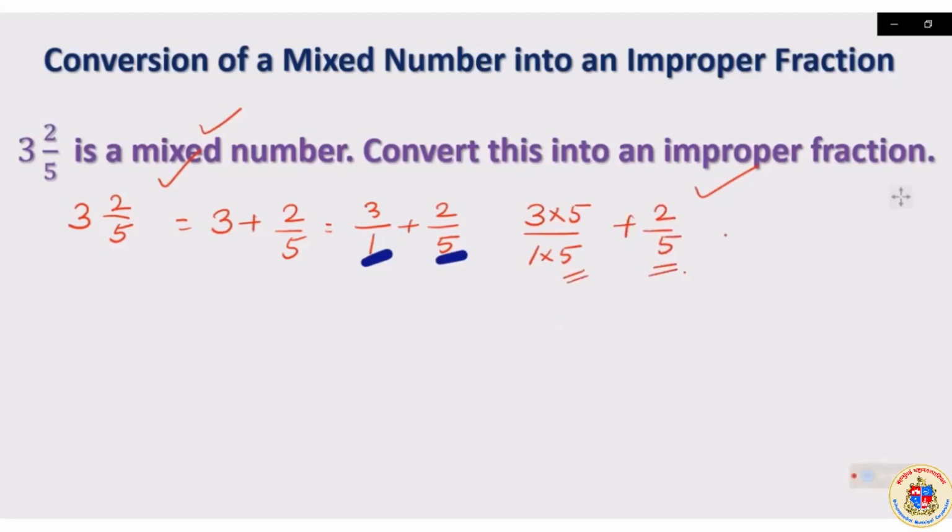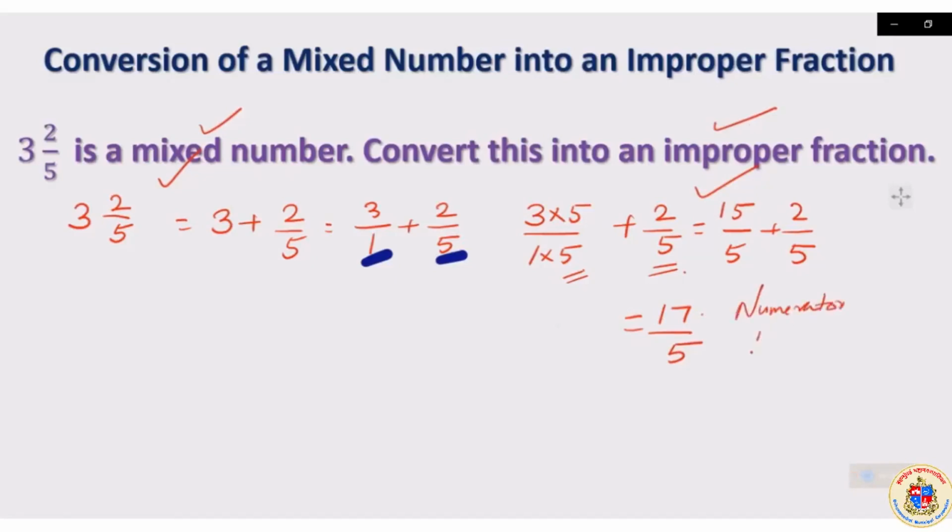into 5, which is equal to 15 upon 5, and 2 upon 5, and the sum total is 15 plus 2, which is equal to 17 upon 5. This way we can convert a mixed fraction into an improper fraction. Again, in the improper fraction 17 upon 5, the numerator is big and the denominator is small.